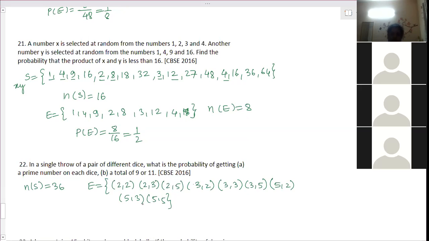3, 3, 6, 3, 9. So total outcomes are 9. 9 by 36. Yes, right. 9 by 36, that is 1 by 4.